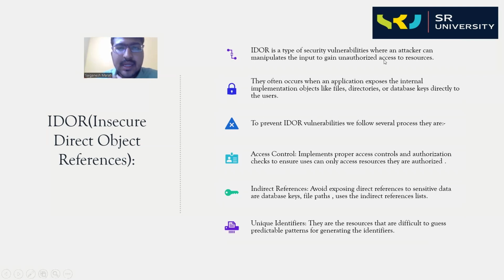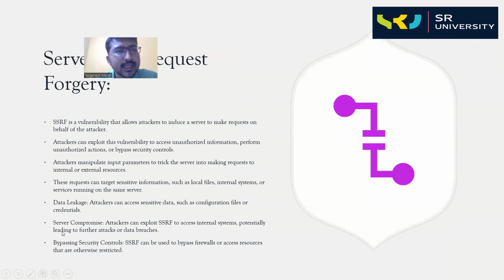So this is a critical-level vulnerability, and it often occurs when applications expose their internal implementation objects like files, directories, and database keys directly to the users, and most of them lack access control, and they get indirect references, some other unique identifiers. So as I told you, ID is a keyword where every user can get the IDs of one user to another user. So it's one of the key parameters. That's the key parameter in this. Okay, so let's move to the next use case.